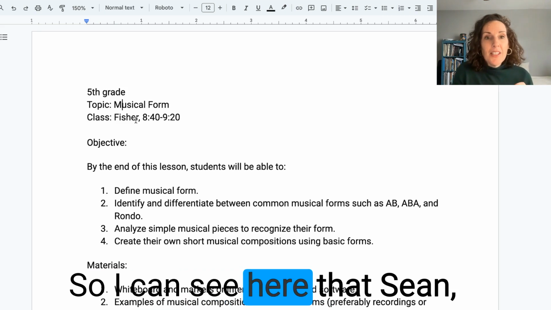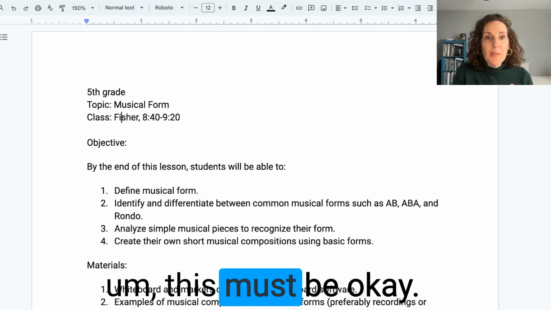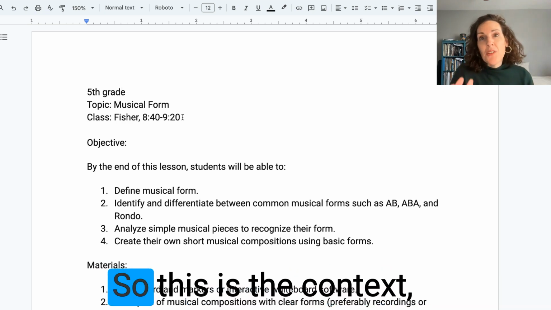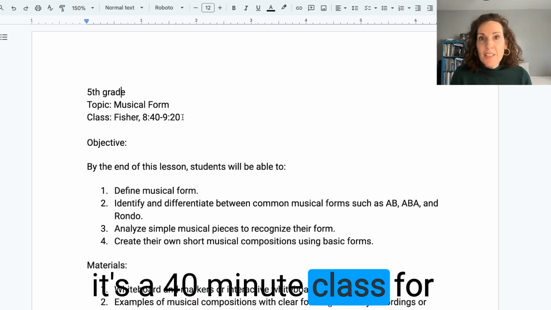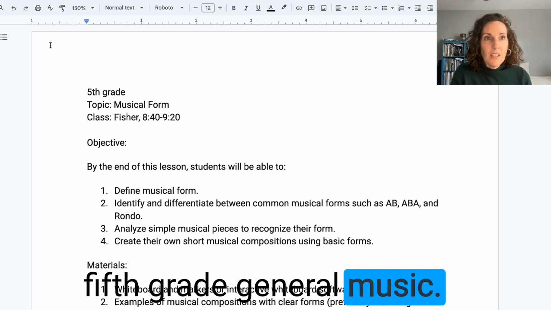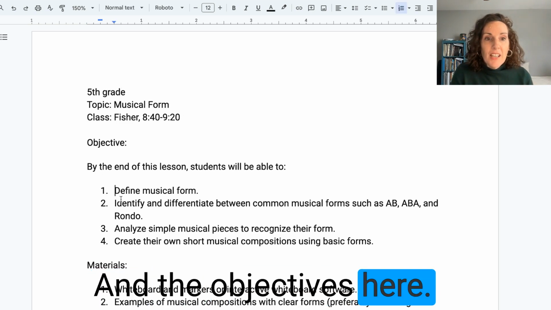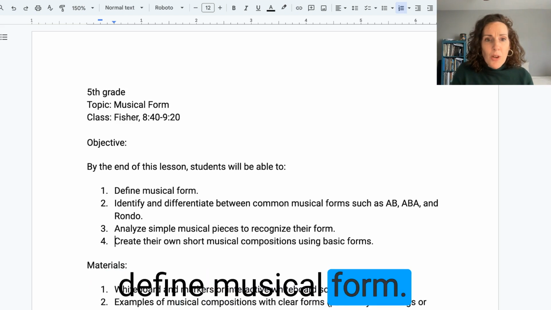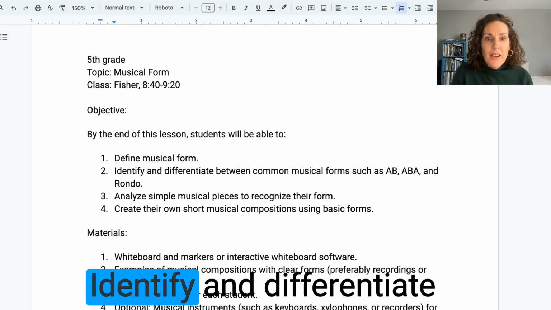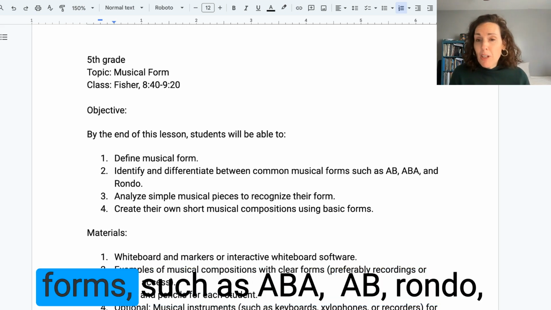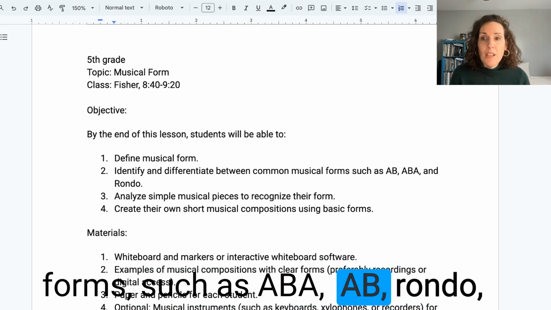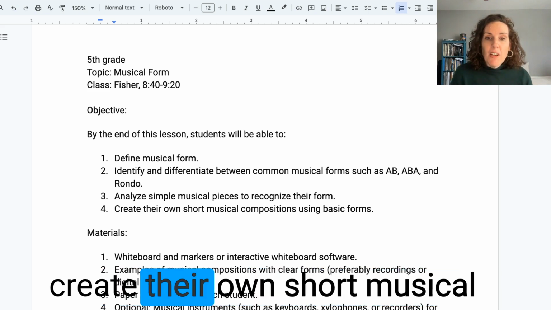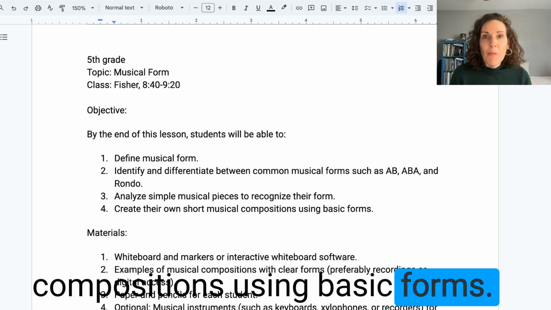So I can see here that Sean, this must be fifth grade. He did tell me it was fifth grade. 40-minute class. So this is the context. It's a 40-minute class for fifth grade general music. And the objectives here, by the end of the lesson, students will be able to define musical form, identify and differentiate between common musical forms such as ABA, rondo, analyzing musical pieces to recognize their form and create their own short musical compositions using basic forms.